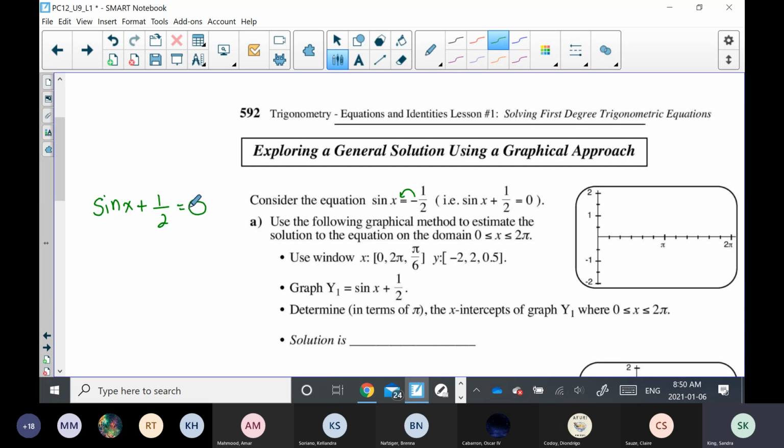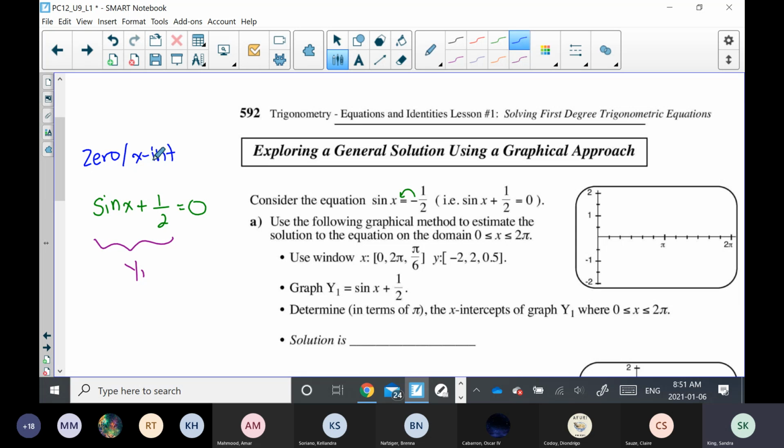This method here, if we punch this into our calculator in y1, because I have a 0 on the other side of the equation, this is what we call the 0 method or the x-intercept method. So when we solve this on our calculator, it's called the 0 or the x-intercept method, because we're going to be looking at the x-intercepts to get our solutions.